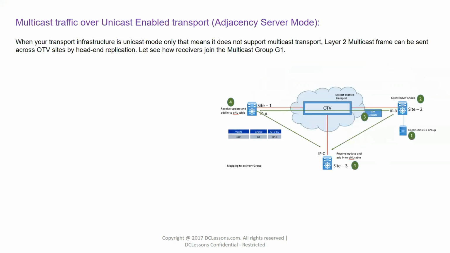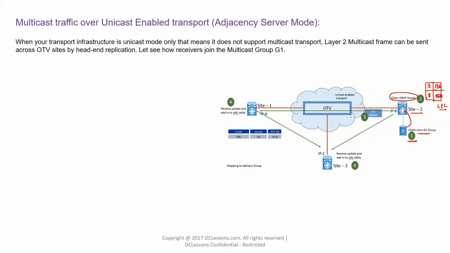Now let's see how the multicast traffic is unicasted, or sent over a unicast enabled transport. In that case, the client at site 2 sends an IGMP report to join the G1 group. Site 2 will snoop this IGMP packet because it already has a neighbor list. So I have neighbors site 1 and site 3, which are reachable at IPA, and at IPC.